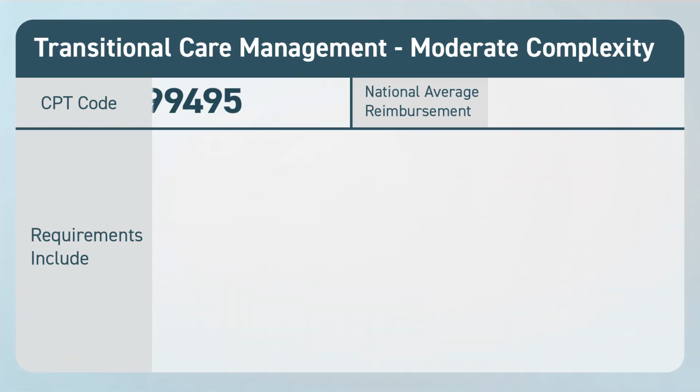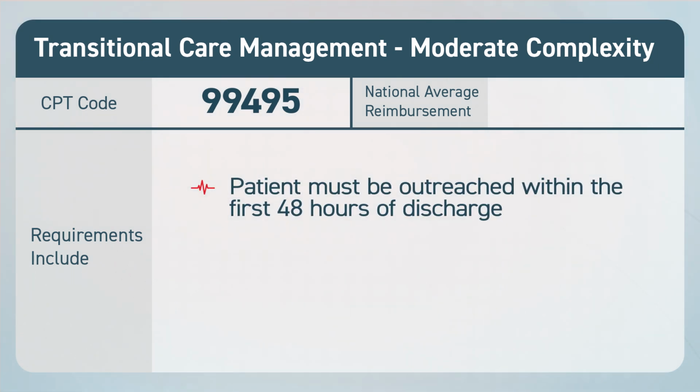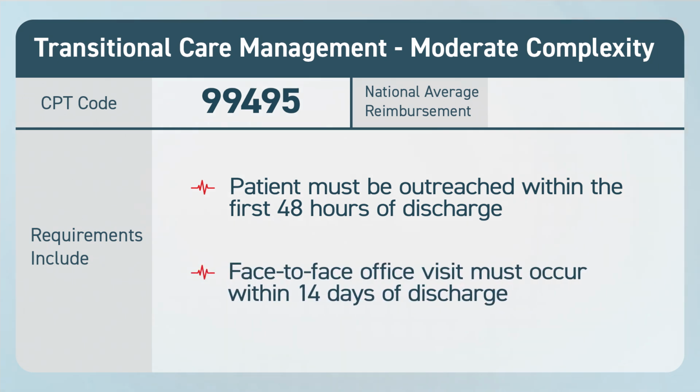It's ultimately up to the provider to determine the level of medical decision-making and to bill one of the following codes. The first CPT code to note is 99495, which pertains to moderate complexity in medical decision-making. The patient must be contacted within the first 48 hours after discharge, and a face-to-face office visit should occur within 14 days of discharge. The national average reimbursement for a claim with this code is $201.